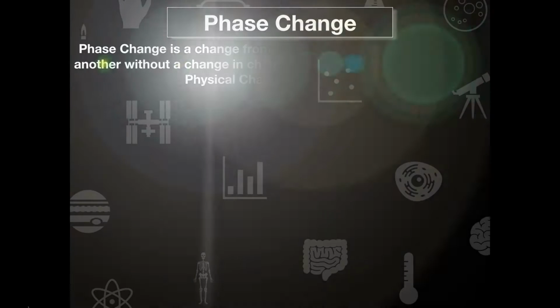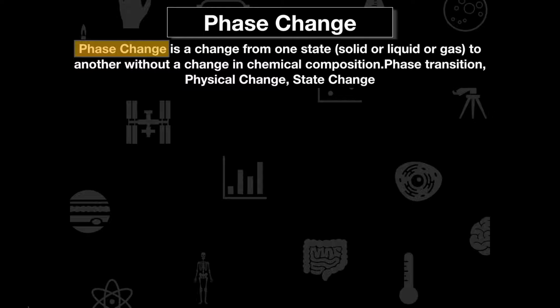Now, a phase change is going to be a change from one state to another. So from a solid to a liquid, a liquid to a gas, a solid to a gas, liquid to solid, gas to solid, etc. So this is going to be a change without a chemical composition change of whatever we're talking about. So other words that we can call this are phase transition, a physical change, or a state change.